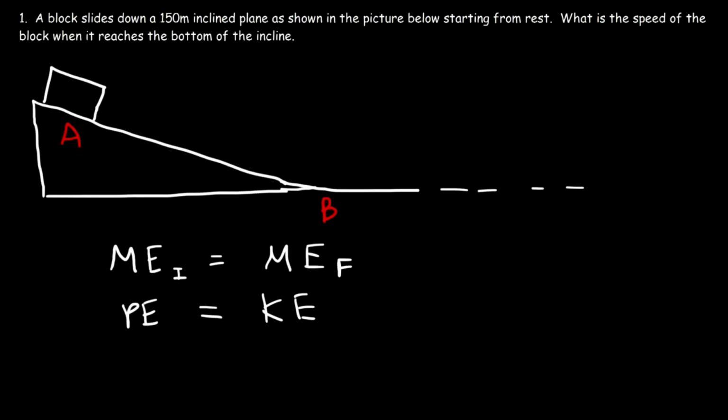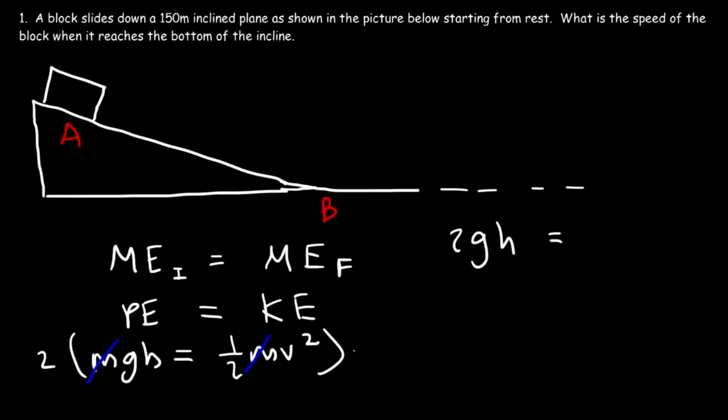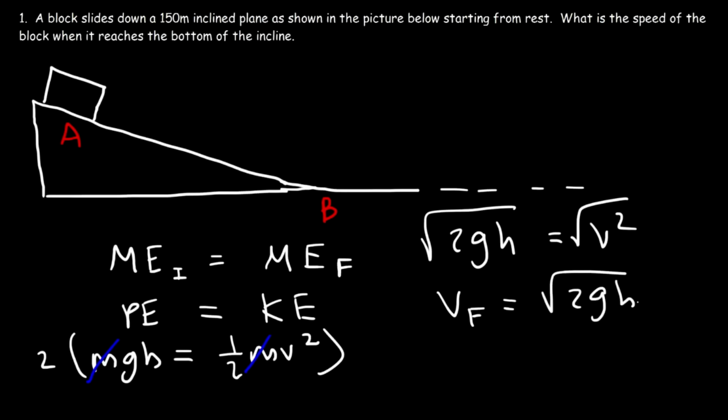As the block slides down, potential energy is being converted to kinetic energy. The potential energy of the block is mgh, and the kinetic energy is 1/2 mv squared. So we can cancel m, therefore we don't need the mass of the block. Now I'm going to multiply both sides by 2. On the left I have 2gh, and 2 times the half cancels, so that's 1. And that's going to equal v squared. Taking the square root of both sides, the final speed is going to be the square root of 2gh.